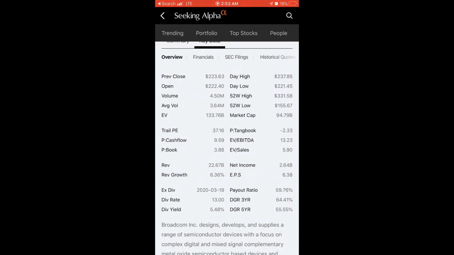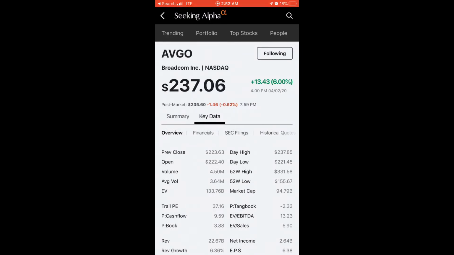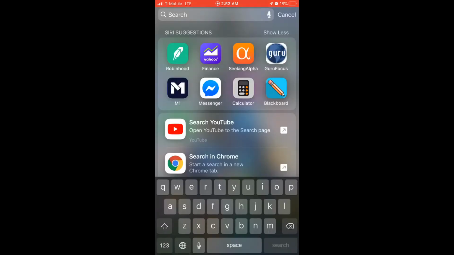And the payout ratio is still under 60, even after all this, even with the dividend yield at almost 6%. That's a very low payout ratio for how high the dividend yield is, so that's something you want to look for. Let's go to Guru Focus.